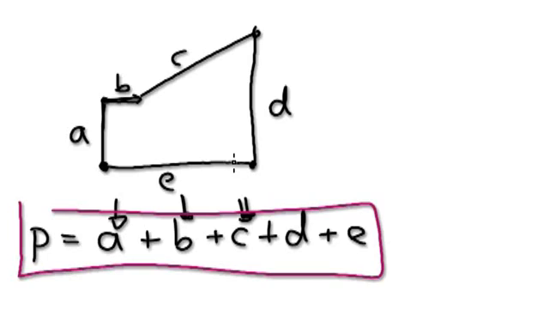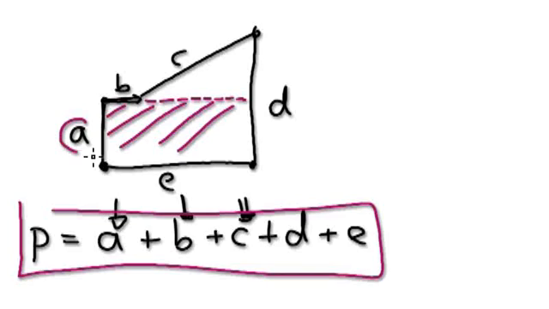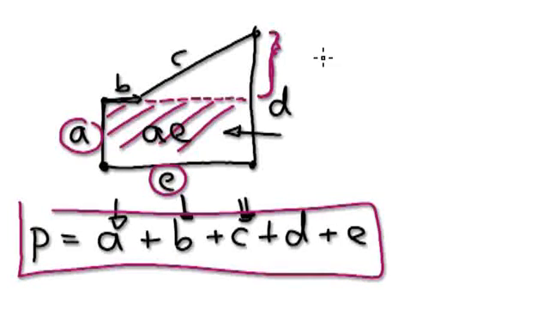Now the area is slightly different. To work out the area, split it up like this. This area here is easy. You get this times this, which is AE. So the area of this rectangle is AE. Now this is slightly harder. You need to know this distance here.